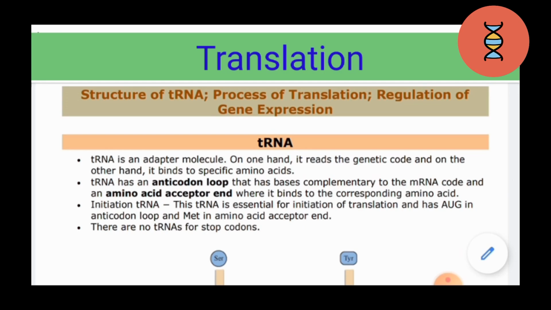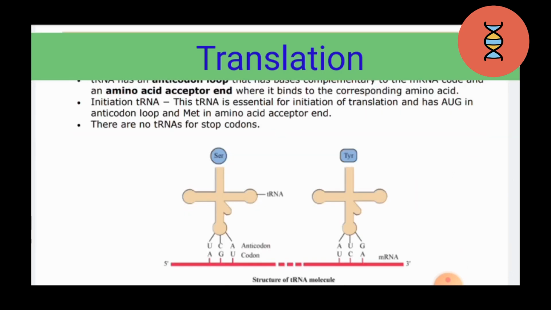The first part is the anticodon arm. It is also named the anticodon loop. Second is the amino acyl arm. Third one is the T loop, and fourth one is the D loop. And fifth is the variable loop. Now, how are they involved in translation?